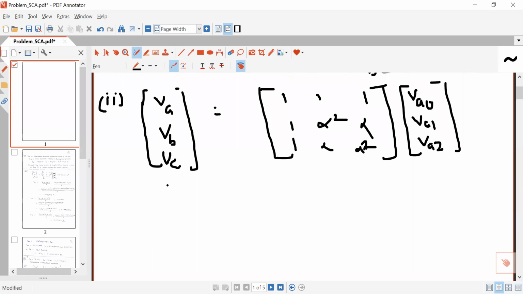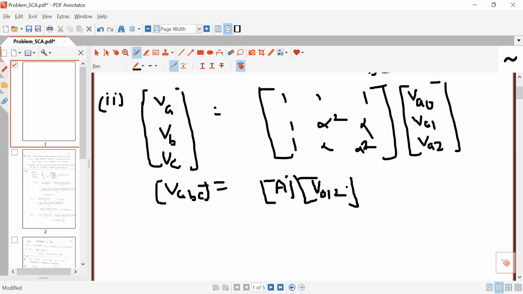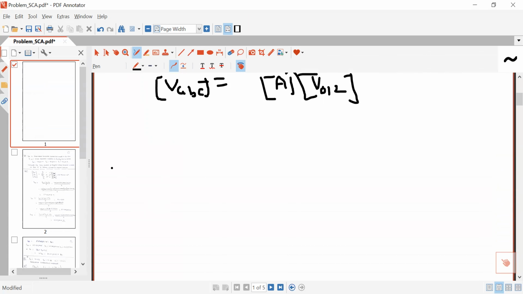You can write this as VABC equal to A times V012. Here A is the transformation matrix. And this is the synthesis equation.